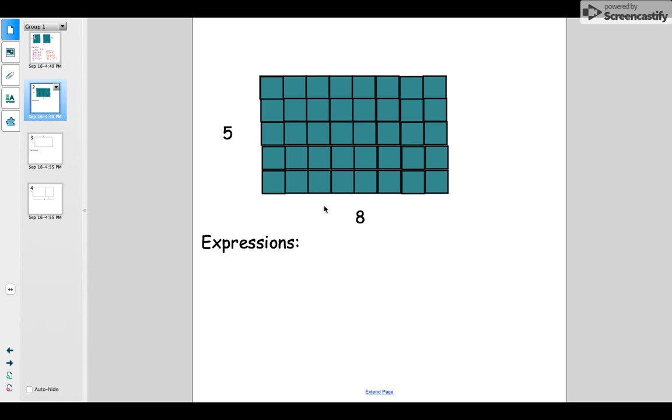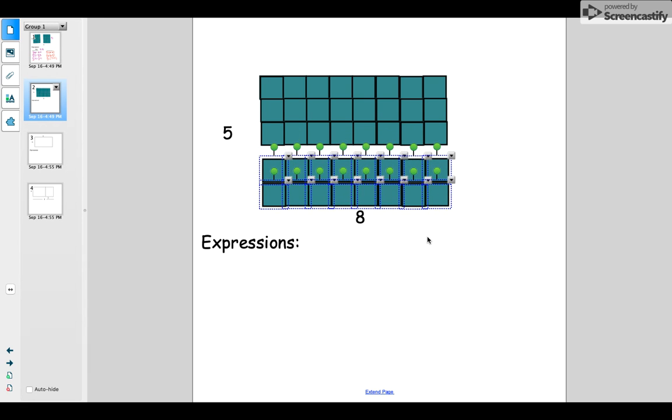I can take that same array and then keep the 8 intact, but then split up that 5. So for example, I could keep 2 rows of 8 and bring those down. So now, if I'm talking about my expanded form, I could say I have 8 times 2 plus 8 times, and up here, I now have 3.